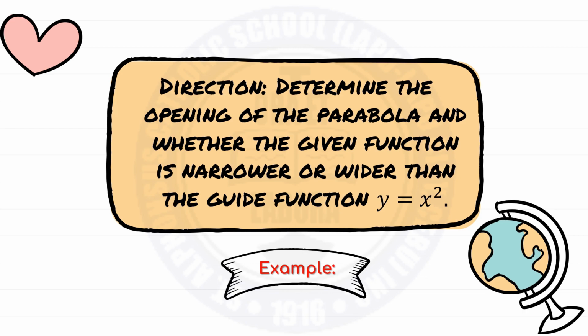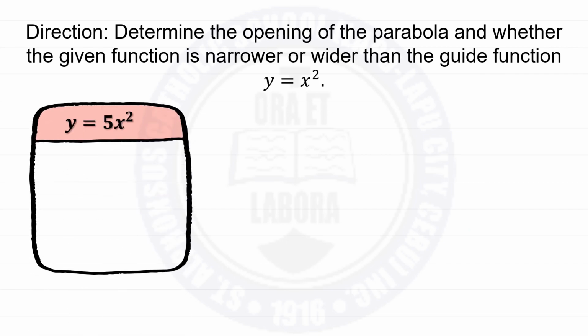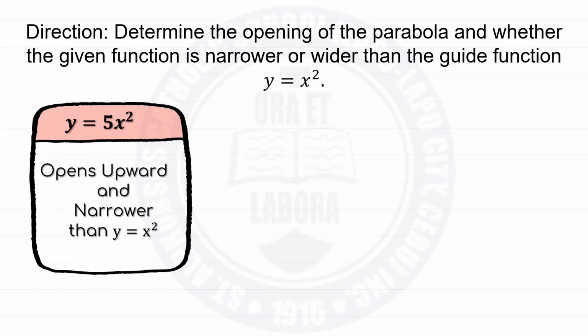Direction. Determine the opening of the parabola and whether the given function is narrower or wider than the guide function y equals x squared. Number 1. y equals 5x squared. The value of a here is 5, and 5 is greater than 1. That means it opens upward. At the same time, it is narrower compared to y equals x squared because it's greater than 1.